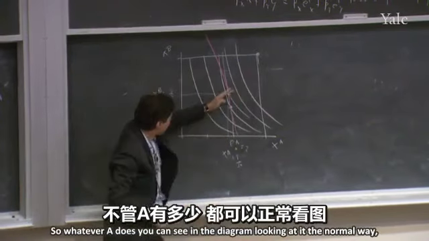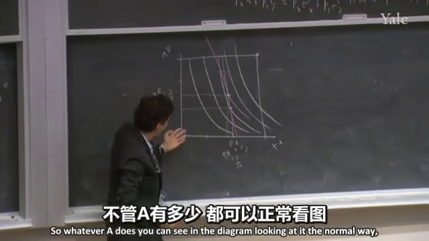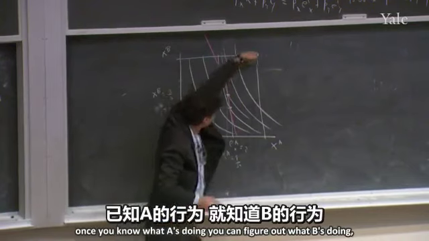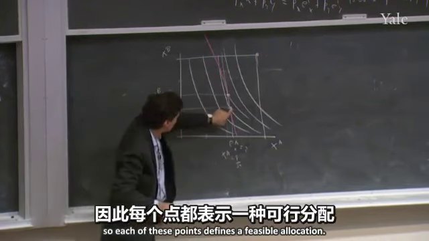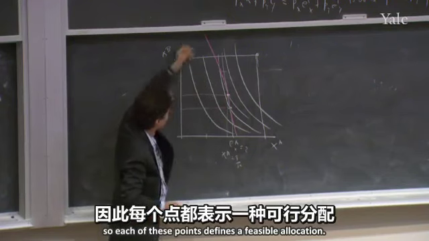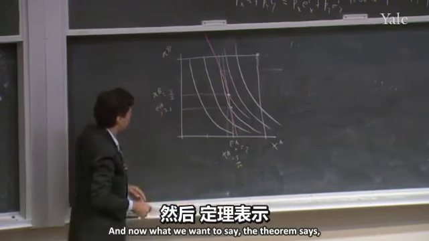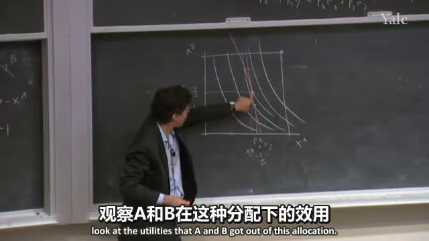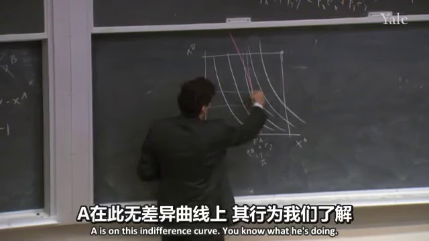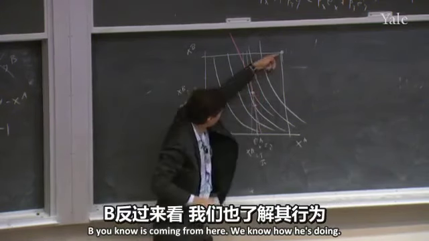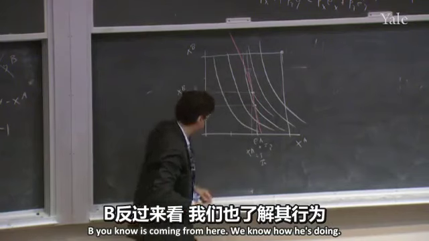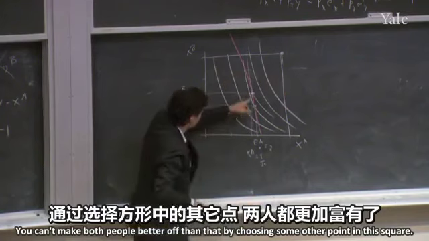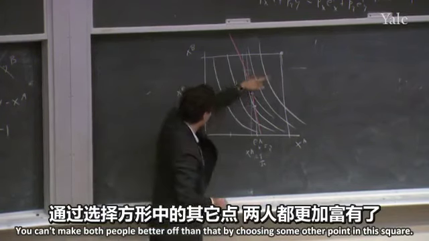Whatever A does, you can see in the diagram looking at it the normal way, but if you just twist your mind a little bit and look from this direction, once you know what A is doing, you can figure out what B is doing. So each of these points defines a feasible allocation. Now the theorem says, look at the utilities that A and B got out of this allocation. A is on this indifference curve. You know what he's doing, because B is coming from here. So look at the allocation they got. You can't make both people better off than that by choosing some other point in this square.